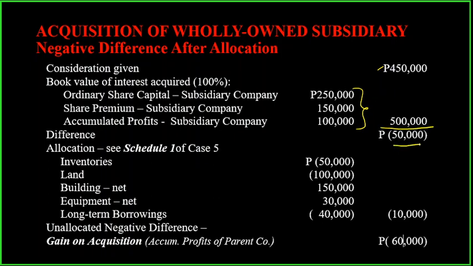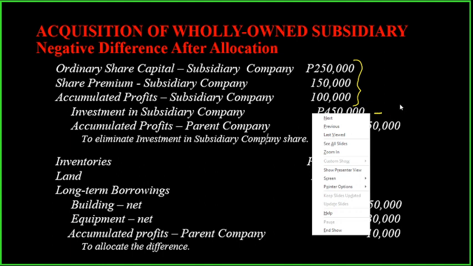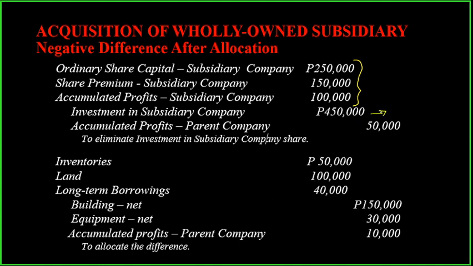Negative 50 already. And then, you have an adjustment of 10. Nothing is left, it became negative. So, you now have negative 60. This is now your gain on acquisition. Okay, so your elimination entry now will be to eliminate the book values of net assets acquired. Oops, sorry. This one should be indented here. Let's put 450,000 pesos.